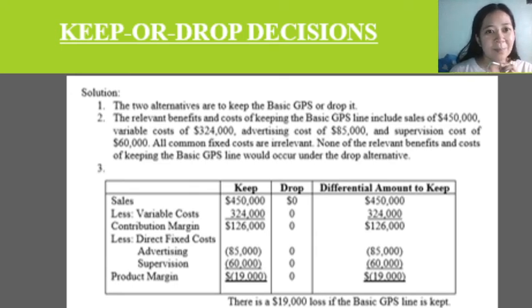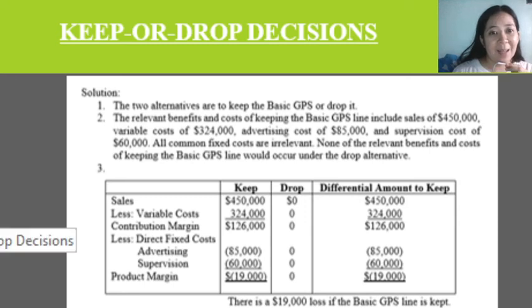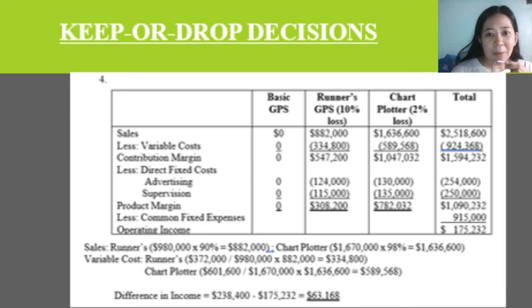So what do you think? Probably it is the number one consideration of the company why they decided to drop the product line of basic GPS: because of that negative 19,000 product margin. Okay, how about number four?